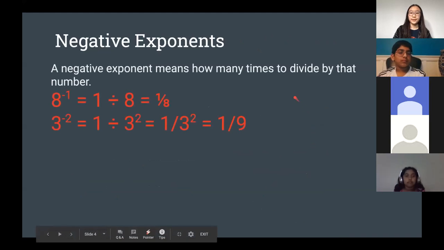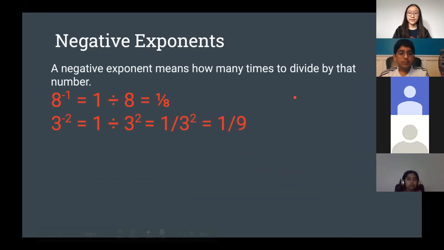Now we're going to move on to negative exponents. A negative exponent tells you how many times you need to divide by that number. It's repeated division instead of repeated multiplication. As you can see here, 8 to the negative 1st power equals 1 divided by 8, or 1/8. So then 3 to the negative 2nd power equals 1 divided by 3 squared, which equals 1/9.